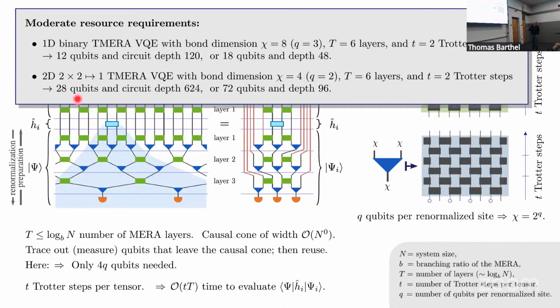The requirements for 2D also seem quite reasonable. If you have bond dimension chi equal to 4 in 2D, 6 layers, and 2 Trotter steps per tensor, then you can get away with just 28 qubits and circuit depth 624, which is maybe a bit big yet. But if you optimize for circuit depth, then you go down to 96. So it still looks doable now or maybe in the near future.